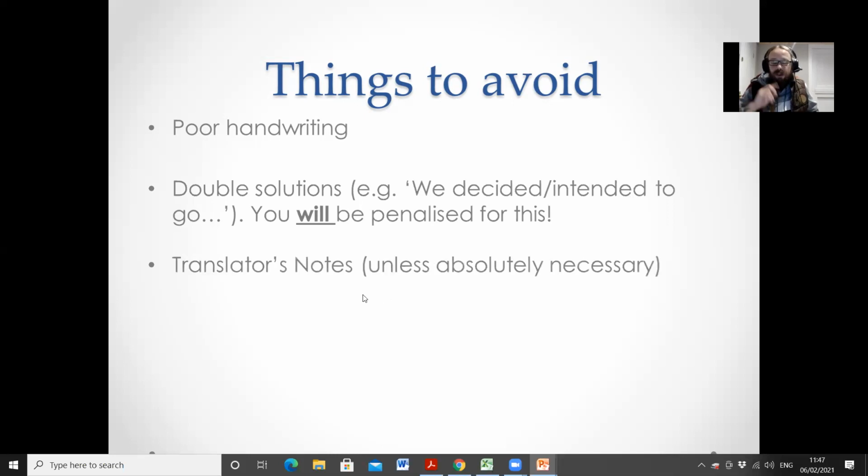Translator's notes, we already talked about these 2 weeks ago, unless absolutely necessary. So if you think it's absolutely necessary, by all means do it. But generally speaking, you shouldn't have to do it for the DPSI.